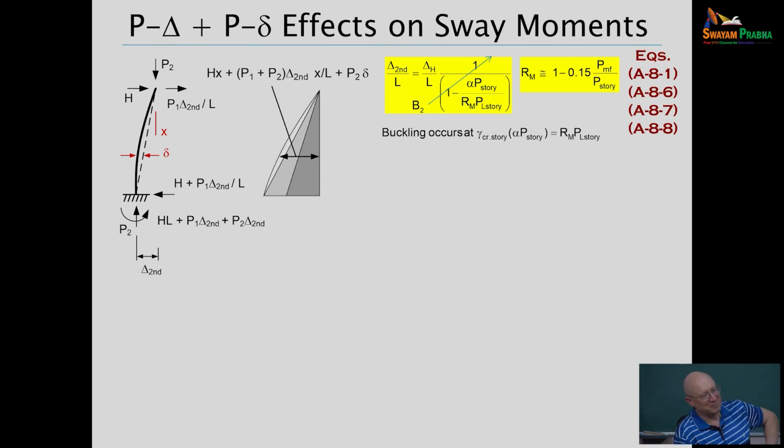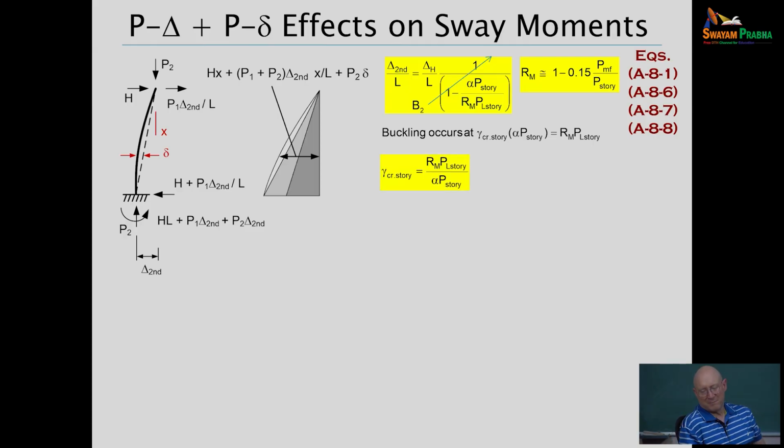Well, the amplifier becomes unbounded. So if we put a gamma critical to scale up our alpha P story in the equation, well, when gamma critical times alpha P story is equal to RM PL story, we would have buckling. So it means RM times PL story is our side sway buckling load of the story. Appendix 8 calls that P subscript E story, PE story, for the story side sway buckling load.